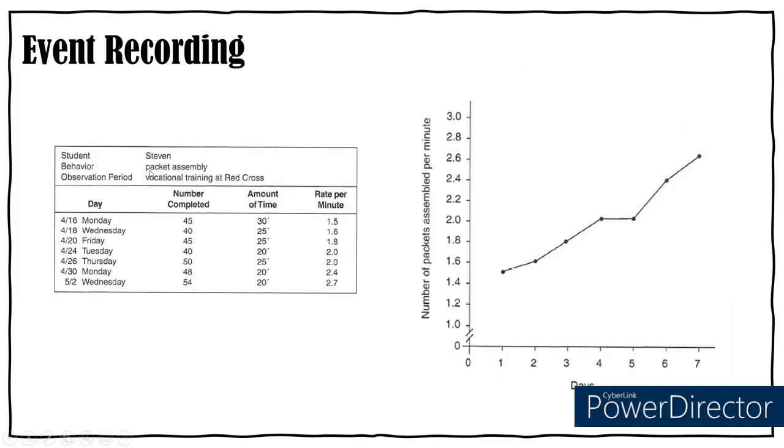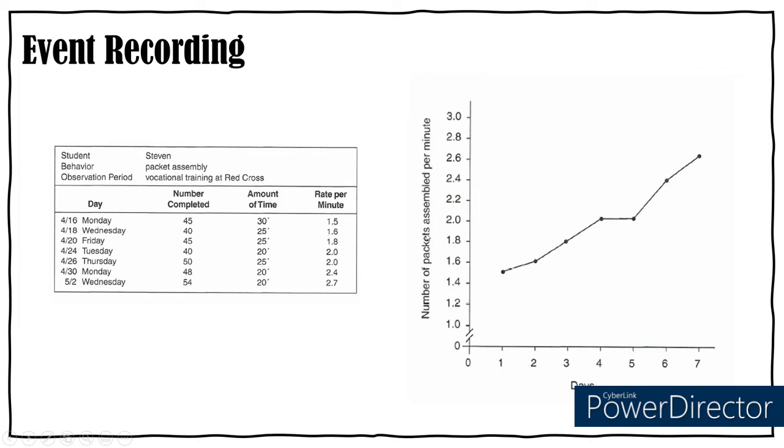Event recording. Student name is Stephen. Behavior is packet assembly. Observation period is vocational training at Red Cross. If we see the day, 16th of April, 18th of April, 20th of April, 24th of April, etc. Monday, Wednesday, Friday, Tuesday, Thursday, days are written. Now, number completed and amount of time. So number completed is 45, amount of time is 30. So 45 divided by 30, which is 1.5, and that is the rate per minute. So per minute, how many? Similarly, 40 divided by 25 is 1.6, the rate per minute.